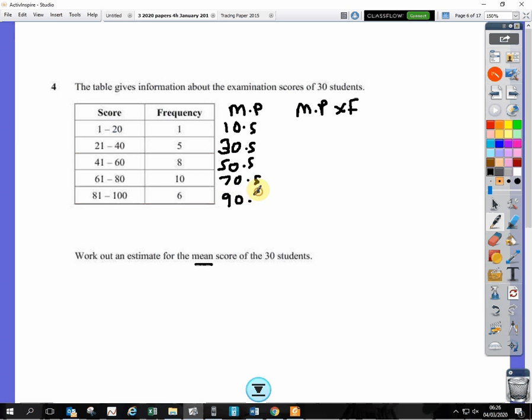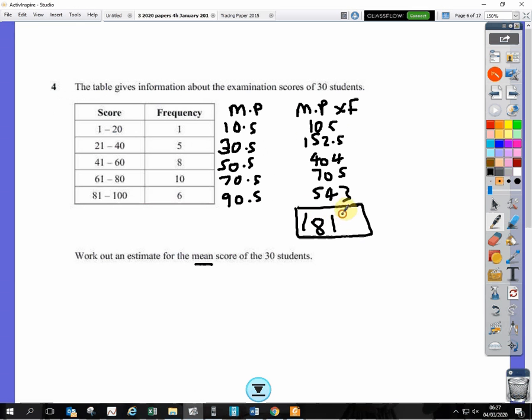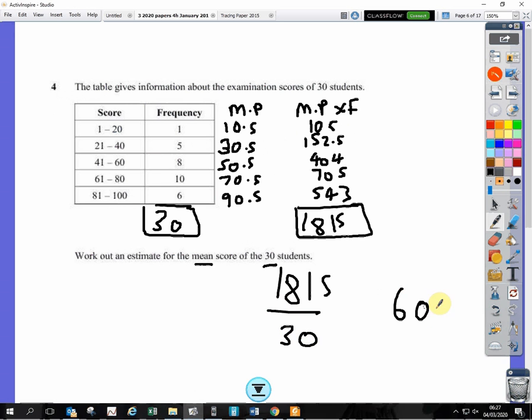90.5. Okay, and then we have to work out all the products. So we do midpoint times frequency. 1 times 10.5 is 10.5. And then 152.5, 404, 705, 543. Okay, then you work out this total, which is 1,815, and then you divide it by how many students there are altogether. If you add up all the students, there are 30 students. You must not divide by the number of rows. So it's 1815 divided by 30, and that gives you an answer of 60.5.